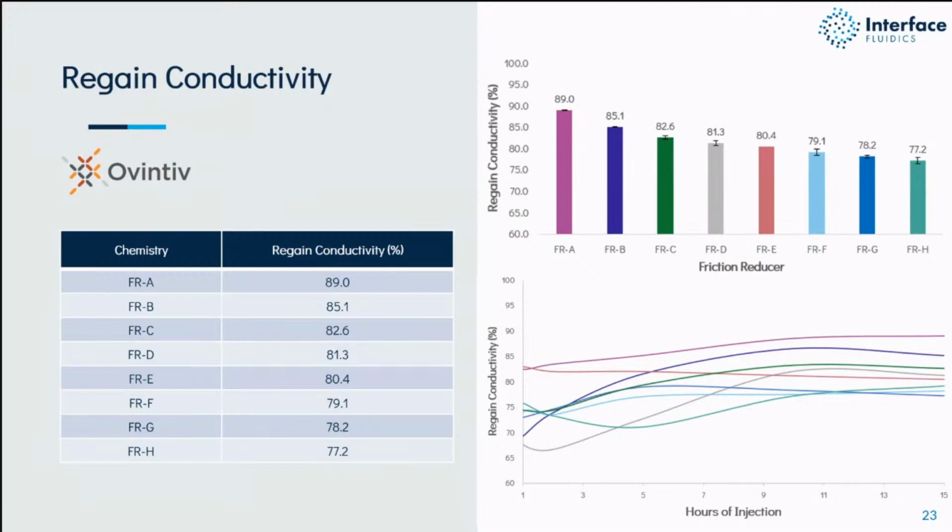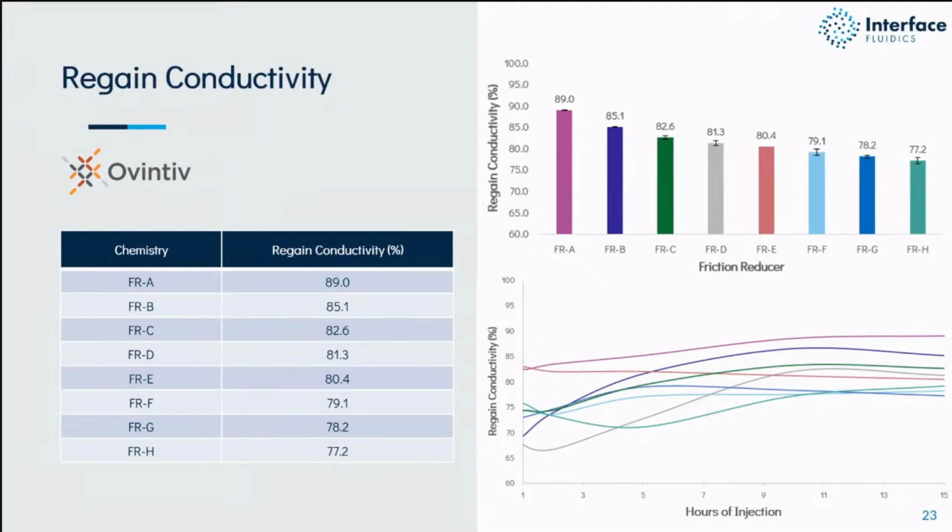And the bottom one shows the dynamics of the regain conductivity over the course of the experiment. Each test basically took around 15 hours, and we almost reached the equilibrium condition after 11 to 12 hours. So again, this is a really good complementary testing to the previous platform that I mentioned.